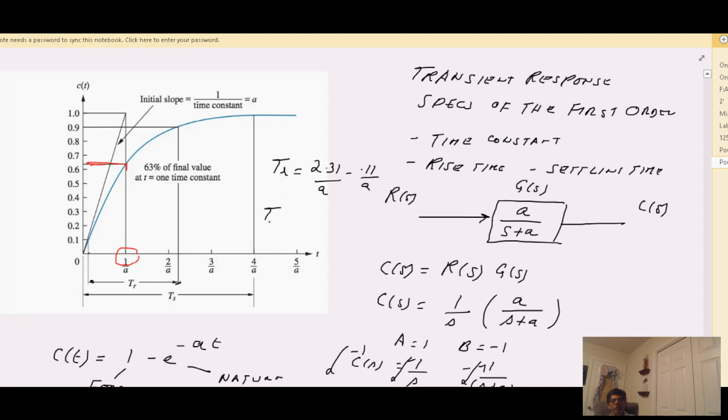So the rise time, TR, will be equal to 2.2 over A. And this is coming out from this graph, as you can see. This is called the rise time. Well, how about the settling time? TS is the settling time.